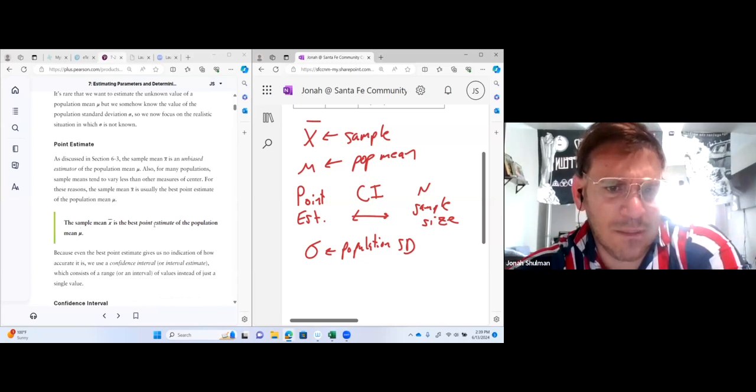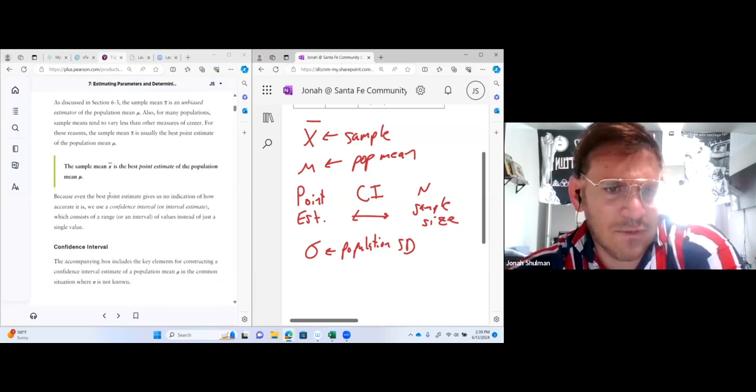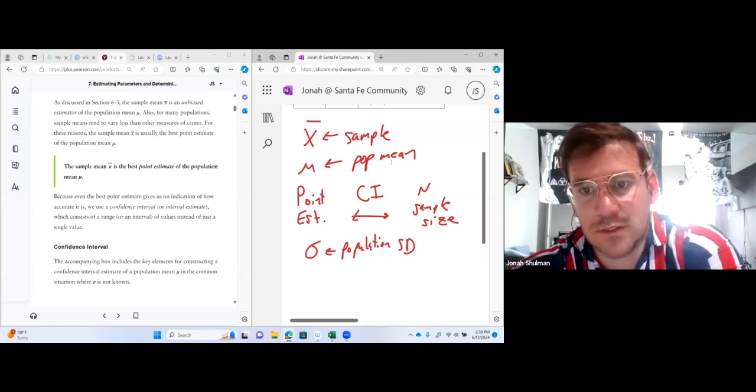The sample mean is the best point estimate for the population mean. Because even the best point estimate gives us no indication of how accurate it is, we use a confidence interval, which consists of a range, an interval of values, instead of just a single value. All right, so this is the best one, right? The point estimate.